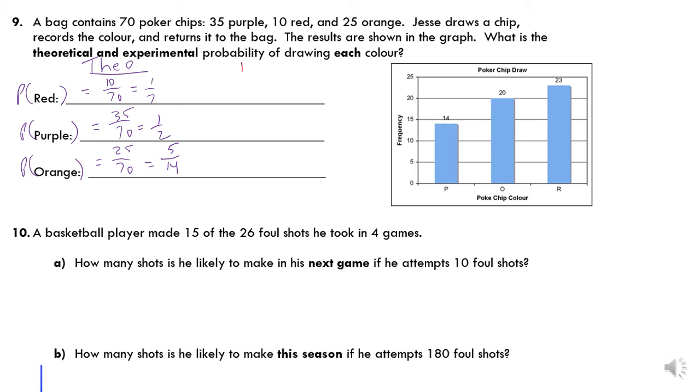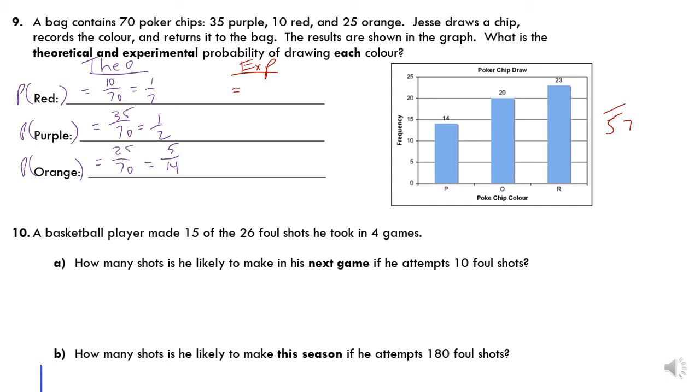Now we'll do the experimental, which has to do with what Jesse got. So if we look at the graph, Jesse actually got... Now the first thing you're going to want to do is see how many times he drew a chip. So you have to add up those numbers on the bar. So 14 plus 20 is 34, plus 23 is 57. So we know that this is going to be out of 57.